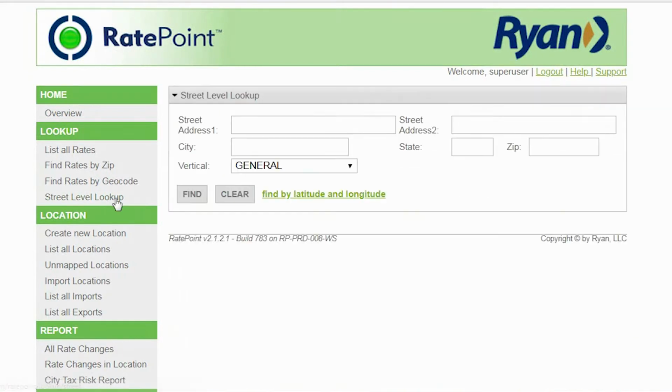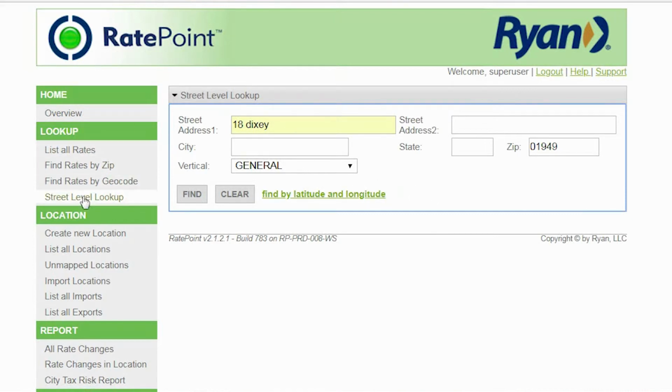RatePoint is also integrated with the Pitney Bowes geospatial system called Geo Tags. This gives users the ability to enter in an address, convert it to a latitude-longitude point, and then take that point and definitively define the taxing jurisdiction and associated rate.